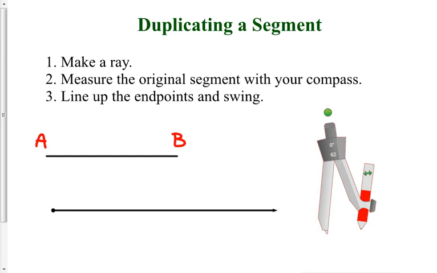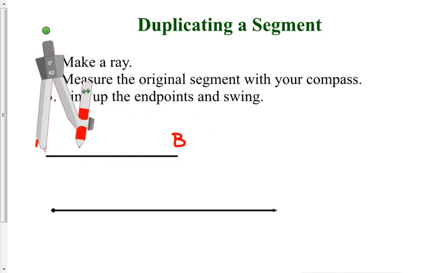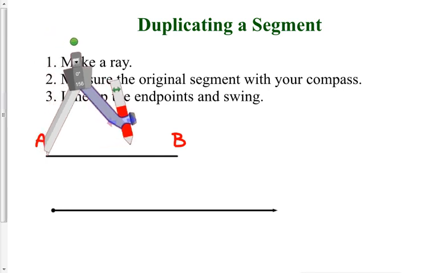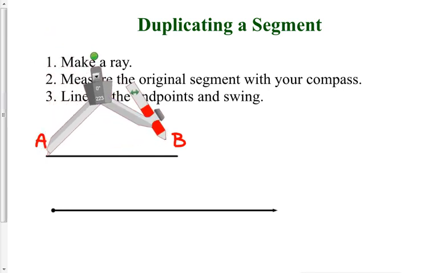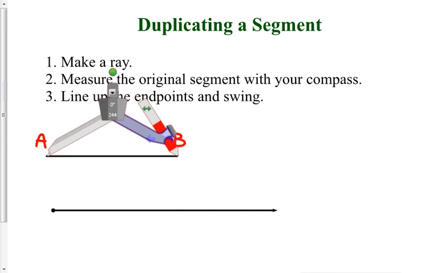Step 2, measure the original segment with your compass. Now the use of the word measure here is a little bit misleading because we are not measuring with numbers. We are taking this compass right here. Oh, let me go back, switch my tool. Take this compass and we place one part of the compass on one end point of that segment. And then we stretch that compass out until the other end of it is on the other end point of that segment.